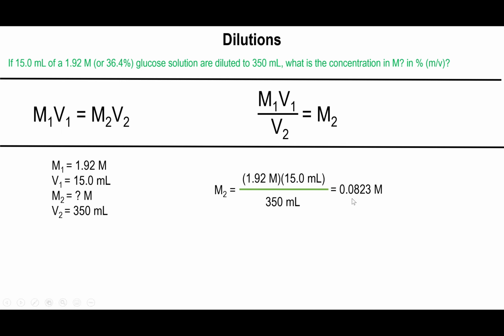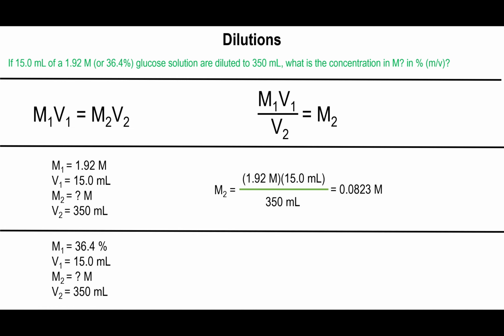Okay, so as far as the calculation goes, 1.92 times 15 mLs, pressing enter, and then dividing by 350 and pressing enter will give us a molarity of 0.0823. If you compare it to the original one, the new molarity is indeed a lot lower, which is expected because we are diluting the concentration by increasing the volume of the solution.